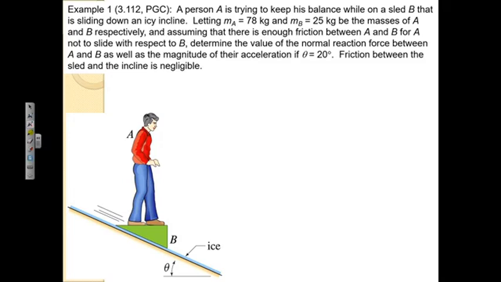Determine the value of the normal reaction force between the guy and the block, as well as the magnitude of their acceleration if theta is 20 degrees. Neglect friction between the sled and the incline. All right. So we want to find their acceleration. And we want the normal force between A and B. So the normal force between A and B, that's what's happening between this guy's feet and the block.